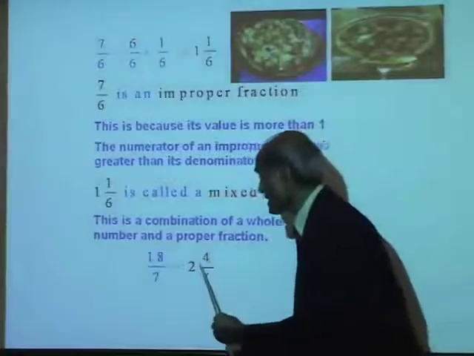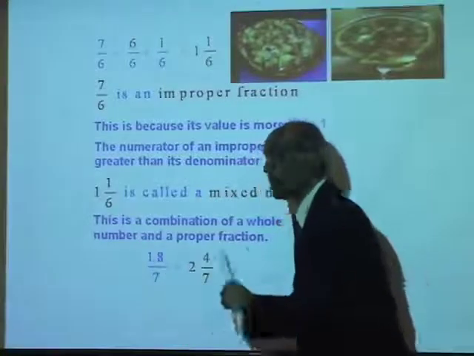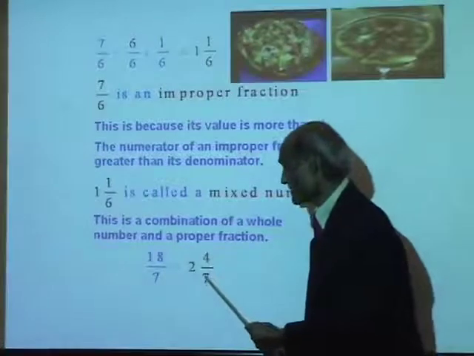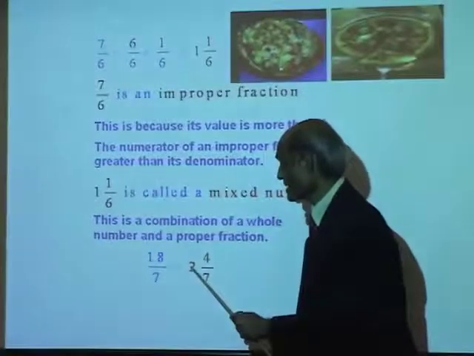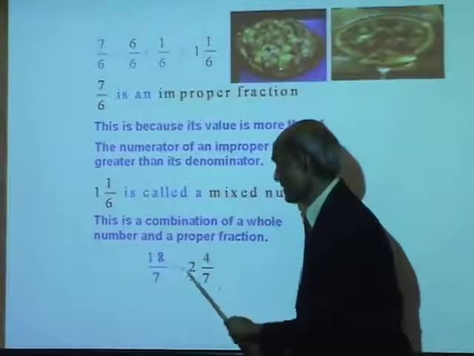Okay, help me take this mixed number, take it back to the improper fraction. Can you do that? Look at the method. 7 times 2 is 14. 14 plus 4 is 18 over 7.